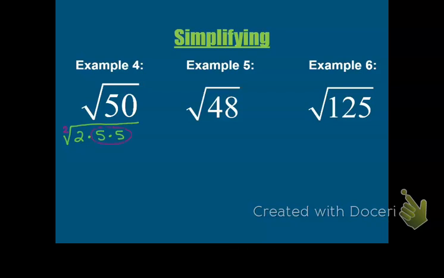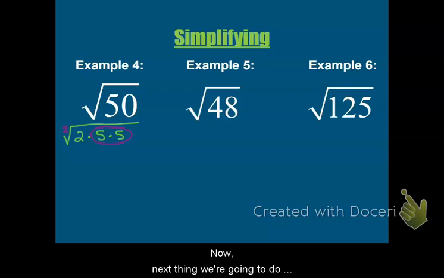Now, because this is a square root, we're going to be looking for things that come in groups of 2. That's all we're working with right now is square roots, but just as a note for the future, if you were working with cube roots, you'd be looking for groups of 3. If you were looking at fourth roots, you'd be looking for groups of 4. So that's why we're looking for groups of 2 here.